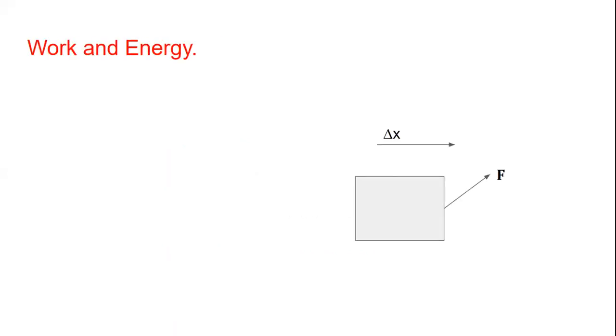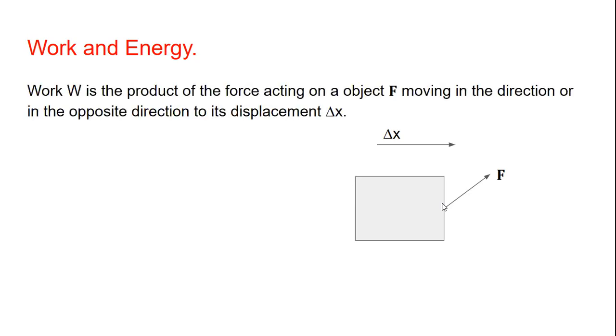So here we have work and energy. So here we have this block. We apply a force F, and the block moves a displacement delta x. So what is work? Well, the mathematical definition of work is the product of the force that's acting on an object times the displacement. It's the product of the force being applied and the displacement.